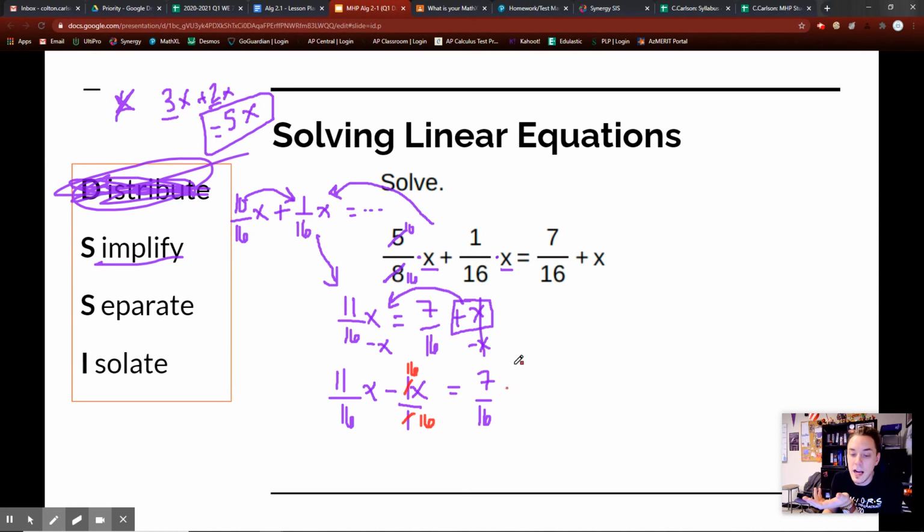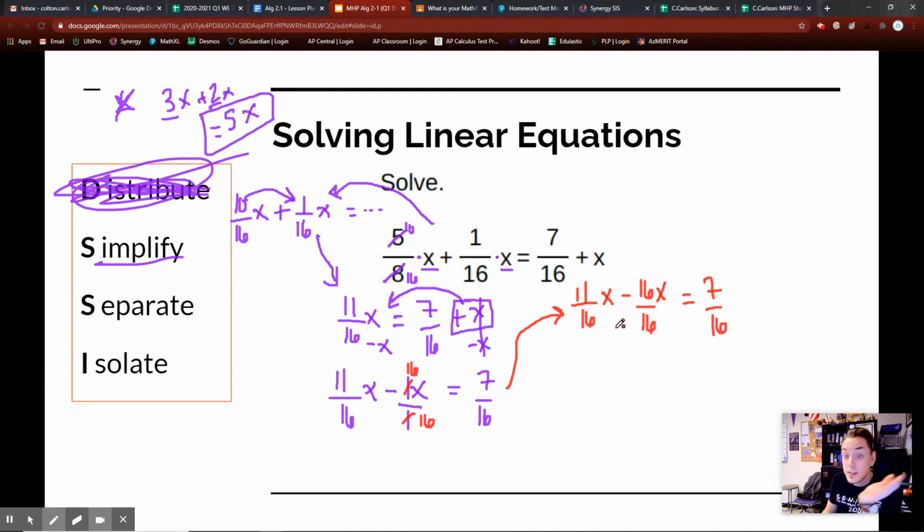So what does this actually look like? This actually looks like this. And by the way, guys, I usually don't take this long to do a problem like this. Okay, that's what I have. I'm actually going to erase this right there. Okay, so, and then what I have on the other side is 7 all over 16.